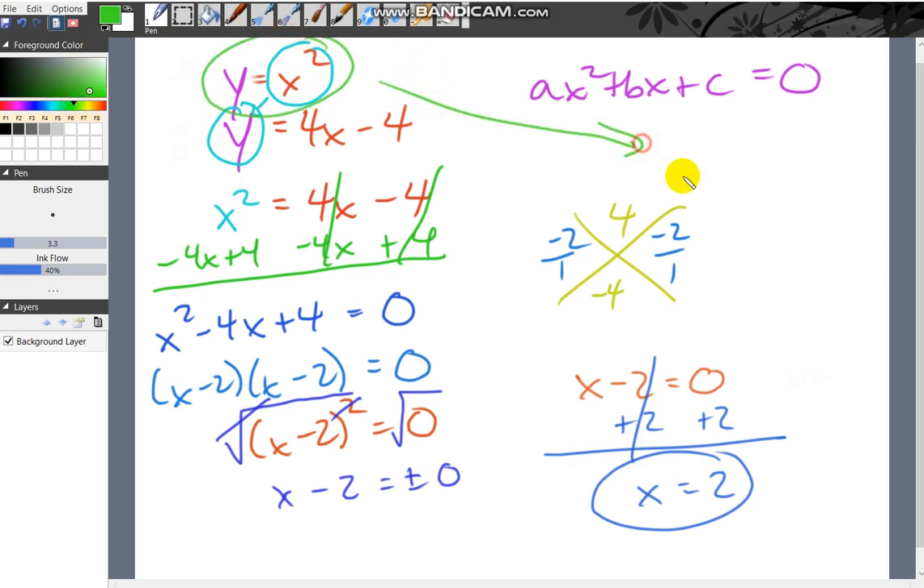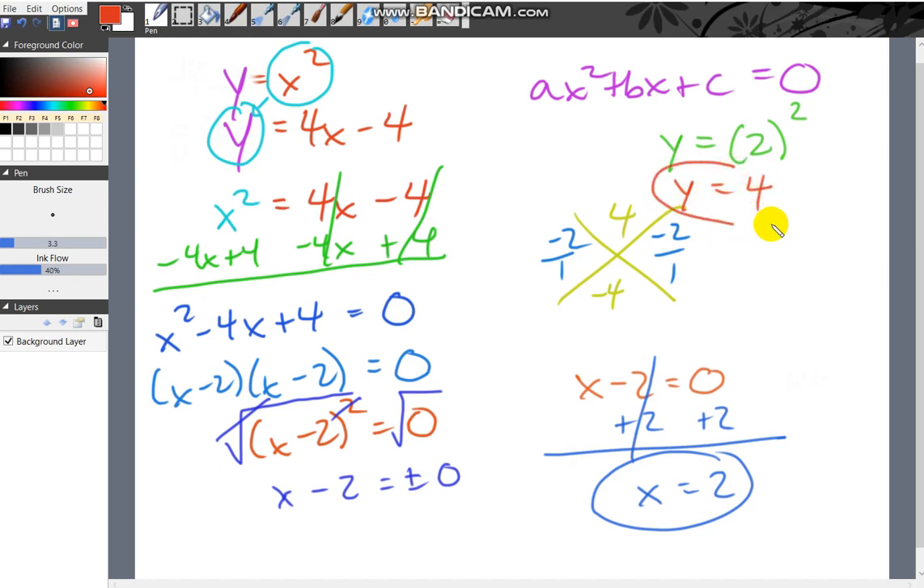If I write that example here, basically what we have is y equals, and we're going to take this x squared. So we're going to do 2 squared. 2 times 2, or 2 squared, is going to be 4. So what this means is the solution to this particular example is going to be at (2, 4). (2, 4) is going to be our solution to this particular problem.